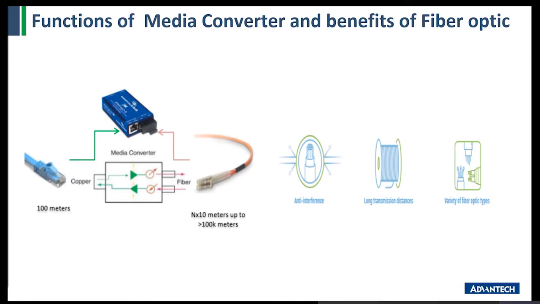So what is a media converter? It's a device that converts from a copper media to an optical fiber media and then back to copper in order to go longer distance. What are the main benefits of using fiber optic over copper? First and foremost is the noise immunity. Optical fiber won't be affected by electromagnetic interference because it doesn't conduct electricity.